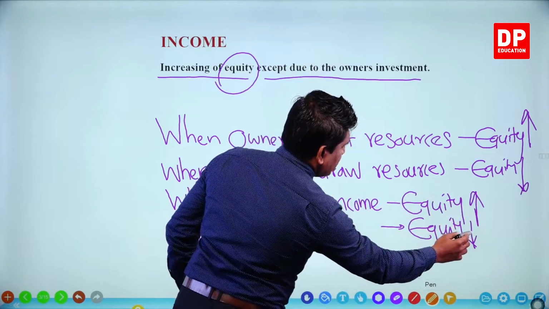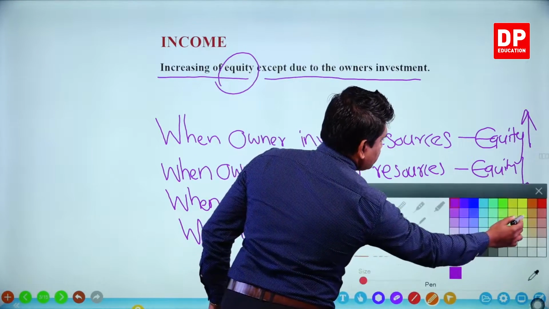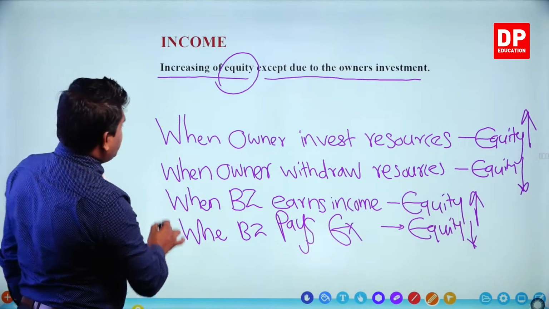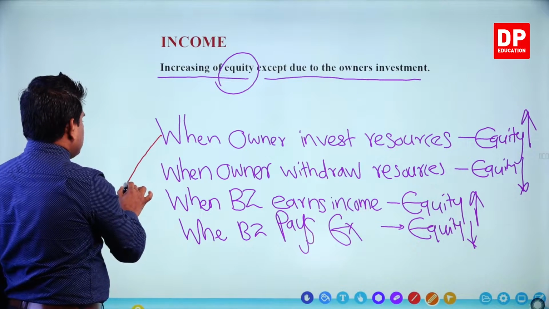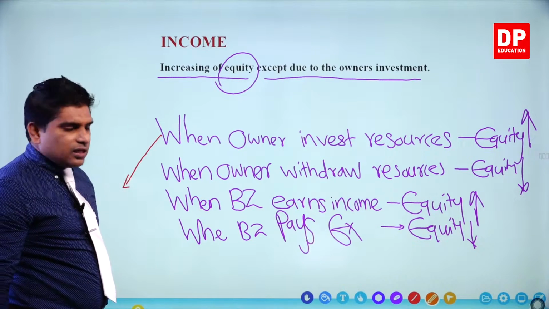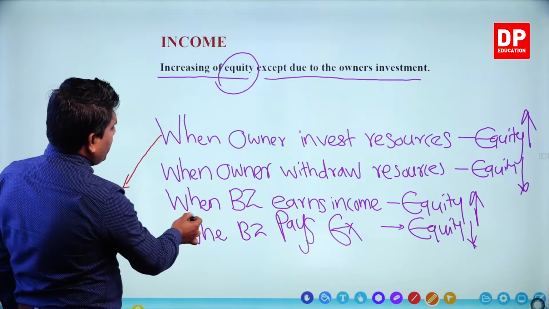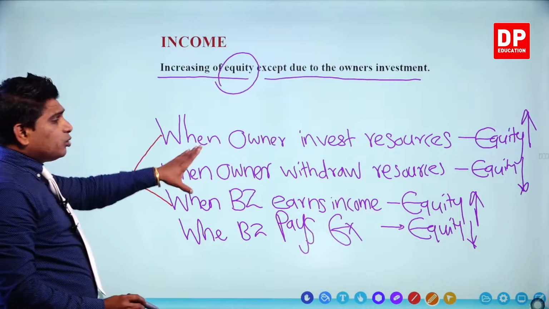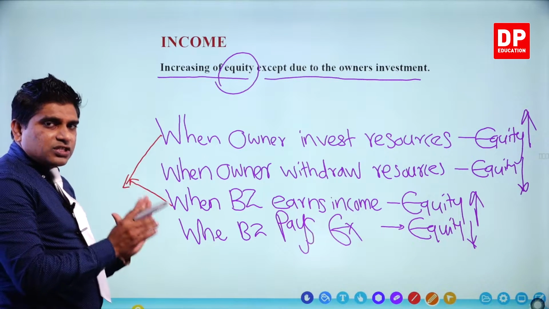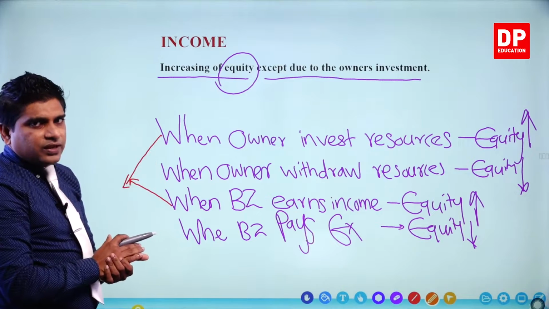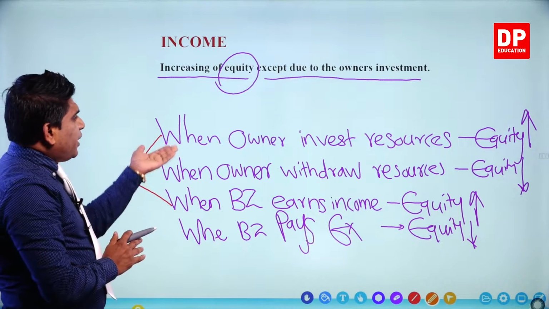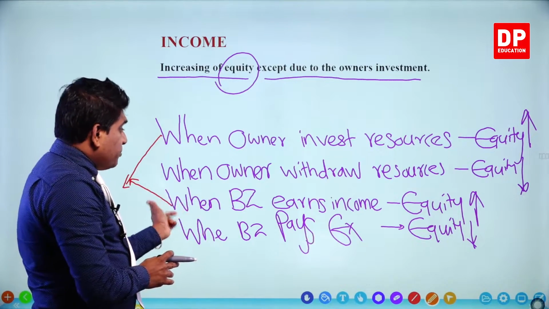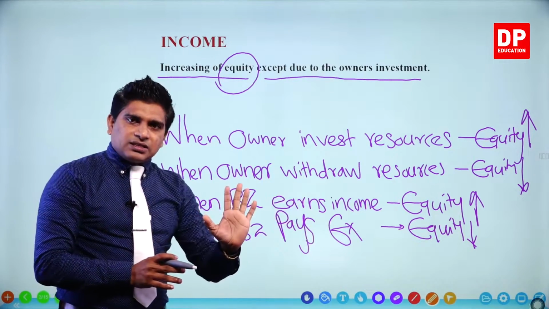I use another color, then it's easy for you. Now you see here, when owner invests resources to the business, this is the first thing to increase equity. The other one you see here, when business earn income, what happen? Equity increases. There are only 2 out of this which are affected to increase the equity, right? When owner invests resources, what happen? Equity increases, okay. When the business earns income, equity increases.